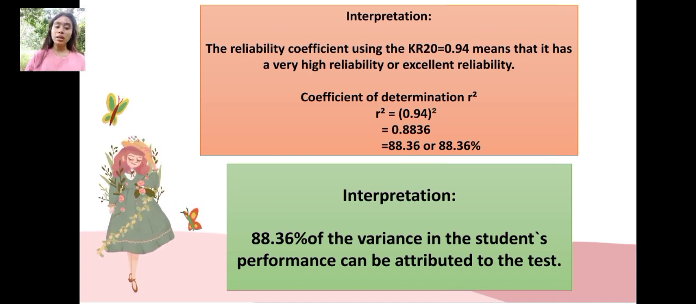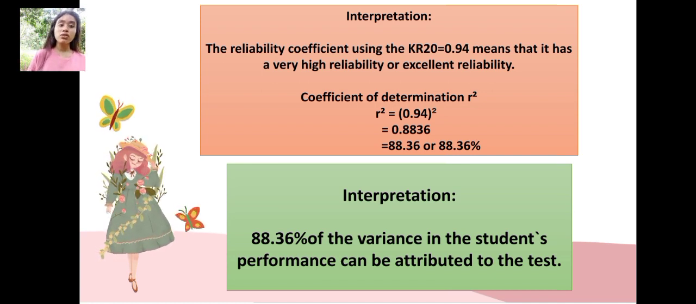So that means the interpretation is that 88.36% of the variance in the students' performance can be attributed to the test. Okay? Are you following? Nakuha ra?